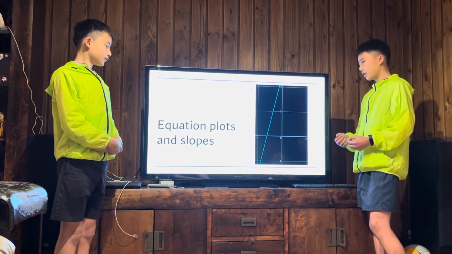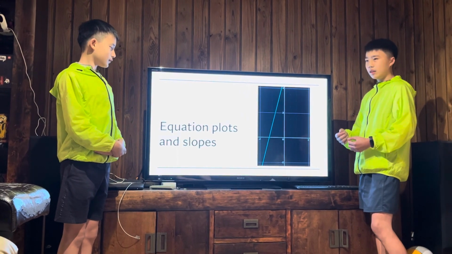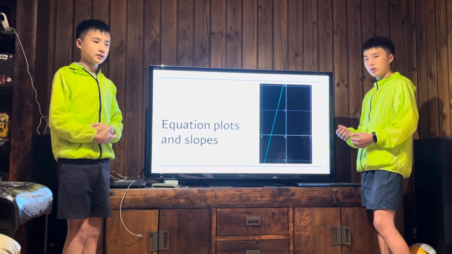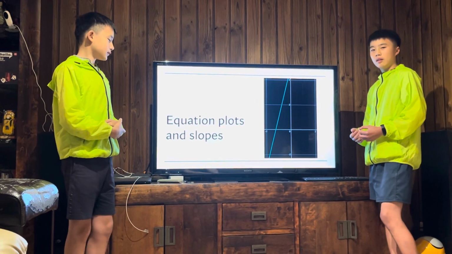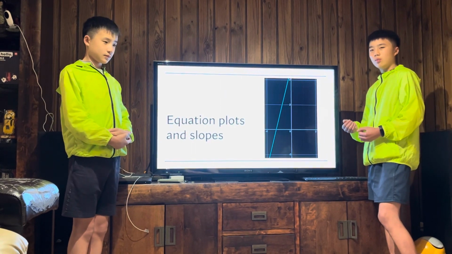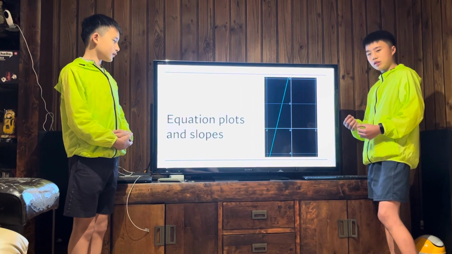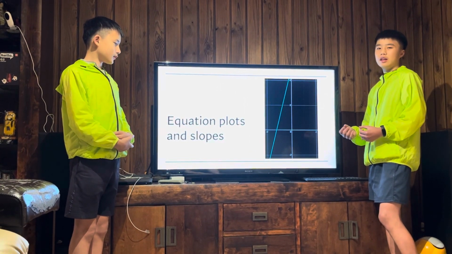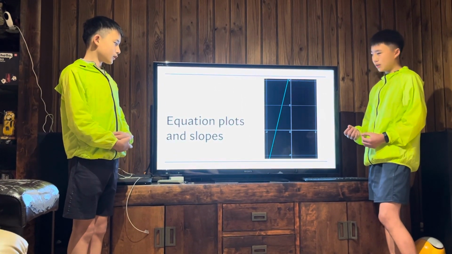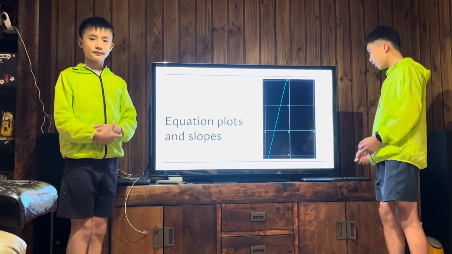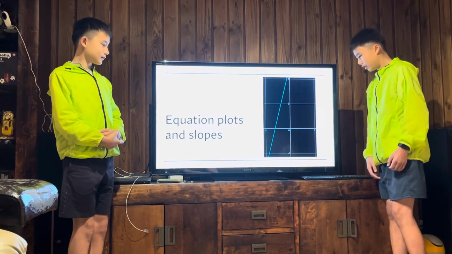So equations and plot slopes are basically when you have, for example, y equals 2x, which would mean that at x coordinate 1, the y coordinate would be 2. Now this would be one point on a plane, and then it becomes continuous and forms a line, kind of like this kind of line.